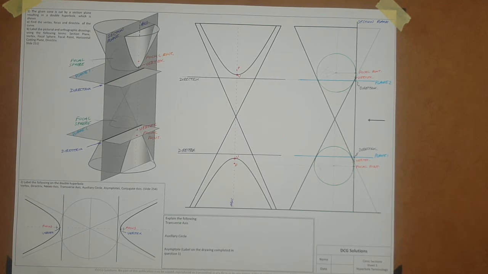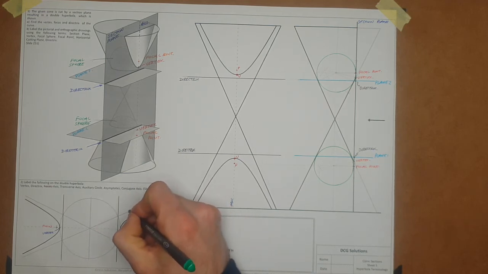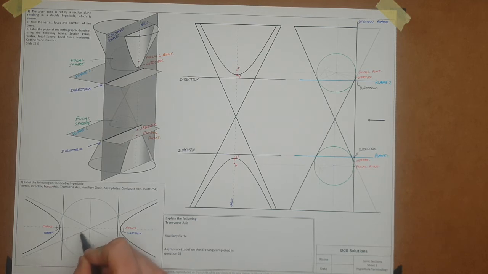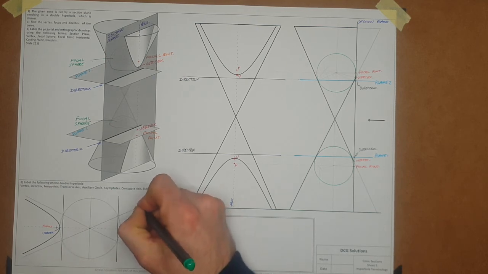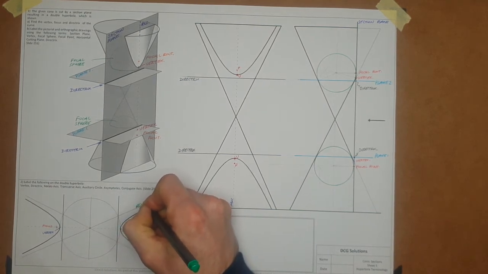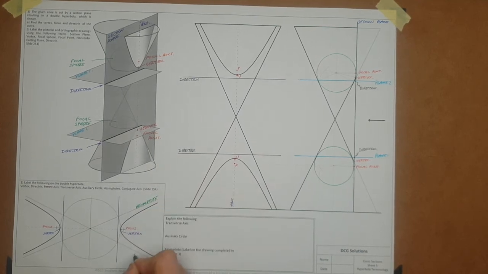Next, a term you might be familiar with from maths is an asymptote. So it's just right there. This line here that goes through the center point and nears each end of the curve is called an asymptote. And there's a second one down here.